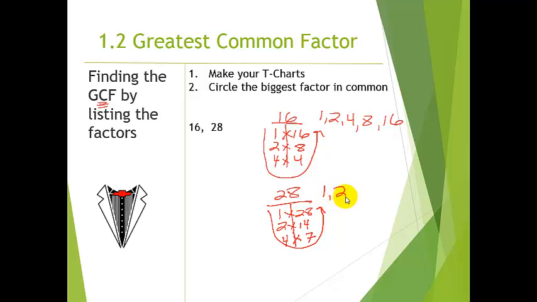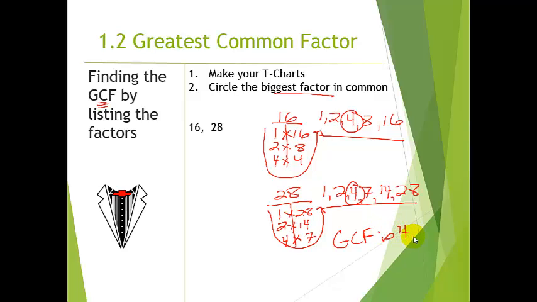And I have 1, 2, 4, 7, 14, and 28. Okay, so I'm going to compare these factors. 1 obviously is in common with all of them. 2 is in common, and 4 is in common. So the greatest one that's in common for both of them is 4. Okay, so my greatest common factor is 4.